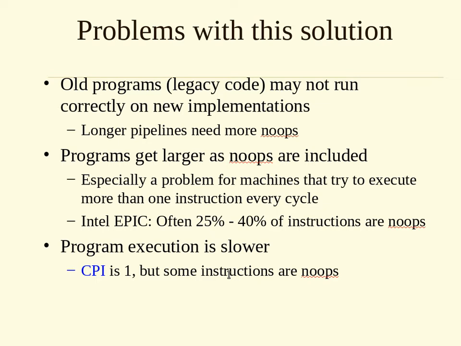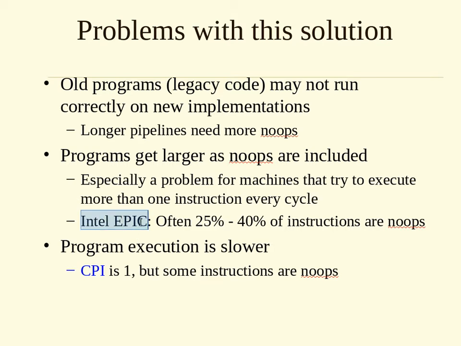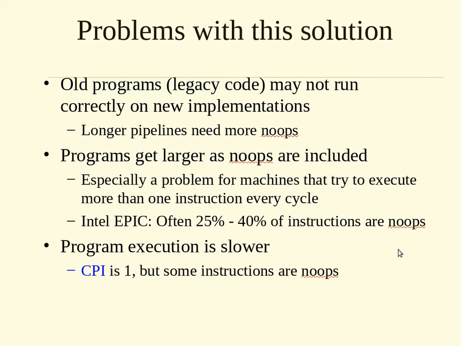And that's going to cost a lot of money as well. No one's going to want to do that, so no one's going to buy your processor. Also, another problem is Intel Epic, which did take this approach and wanted to put no-ops in, and then often 25 to 40% of your instructions are no-ops. So how many of you have heard of this? Probably no one. There's a reason why. This was a terrible idea. So this basically just tanked, and Intel dropped it and just went right back to x86.